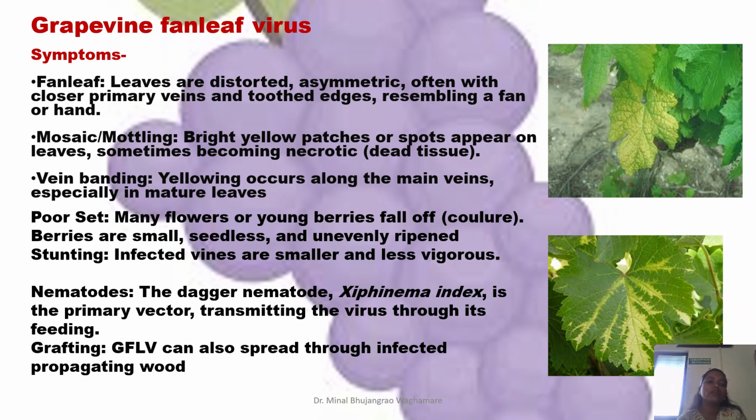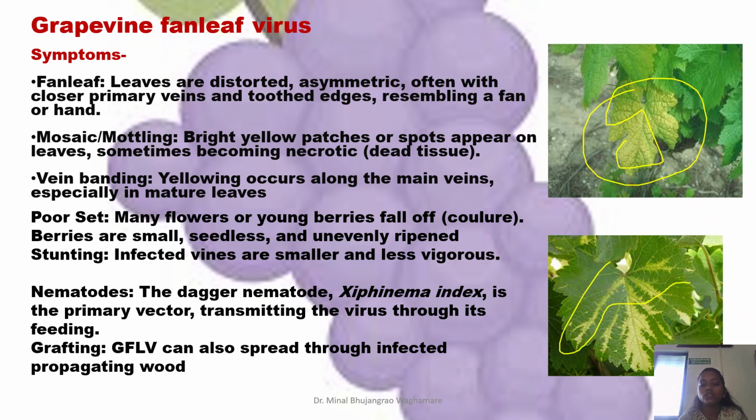Coming to another important and last disease of this grapevine, that is grapevine fan leaf virus. We can see that yellow patches occur on the leaf surface. Yellow patches or yellowish spots appear on the leaf surface, which ultimately lead to necrotic and dead tissue of the leaf.